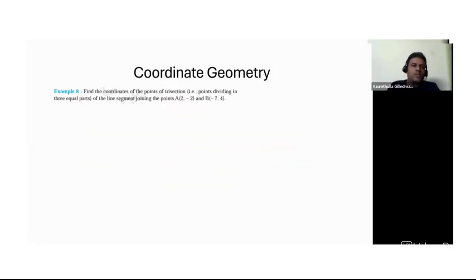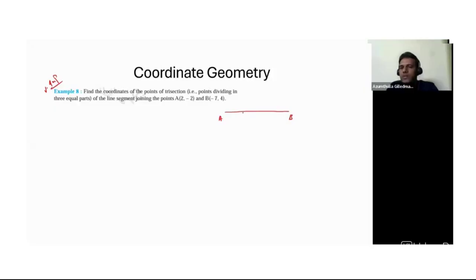Okay, now let's look at another type of problem which is very important. Okay, so I would say this is very important. Find the coordinates of the points of trisection. Okay, I'll tell you what is trisection. He has given, that is, points dividing in 3 equal parts of the line segment joining the points. Okay, so I have a line AB. I have 2 points AB, and what is point of trisection? Trisection means points dividing in 3 equal parts.